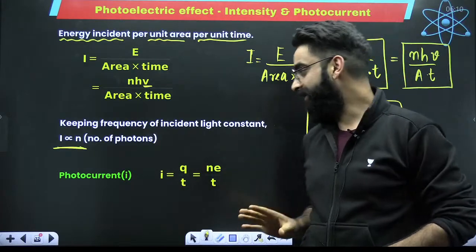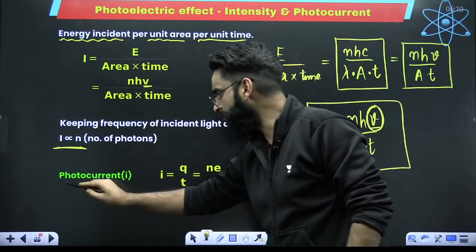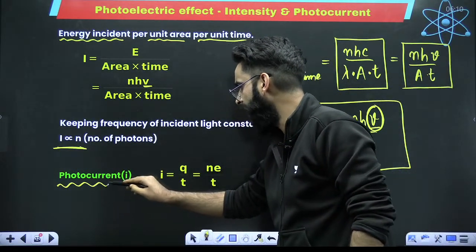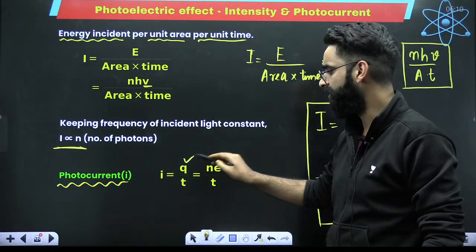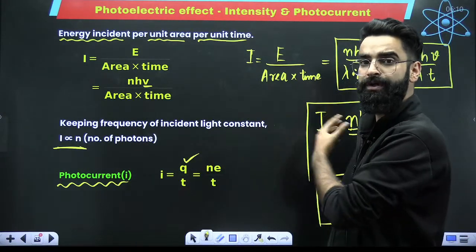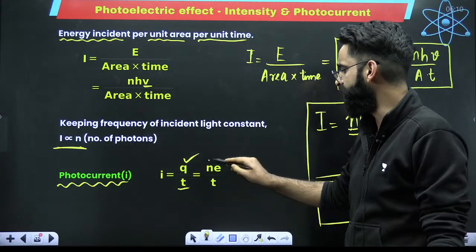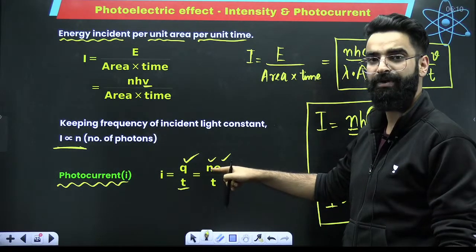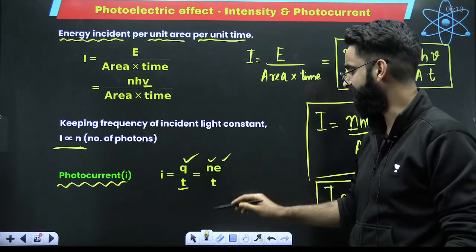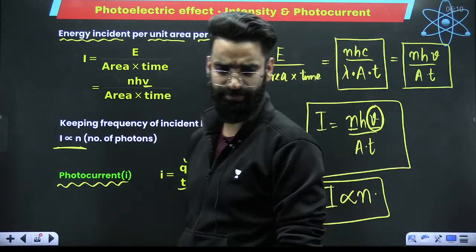My dear students, try to understand one simple thing. If you have to measure the photocurrent, how do you get the photocurrent? I = Q/t. Q is the charge which goes to the anode in the form of electrons, and t is the time. Q = Ne, where e is the charge on an electron, N is the number of electrons which go towards the anode, and t is the time taken. This is the formula by means of which you can calculate the photocurrent as well, right?